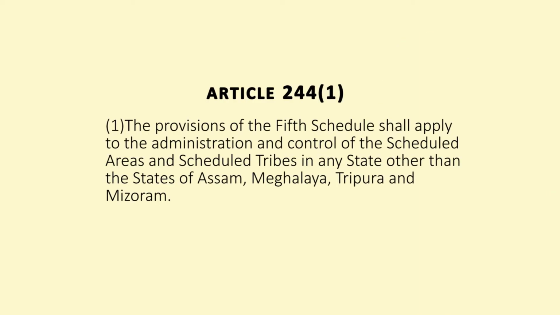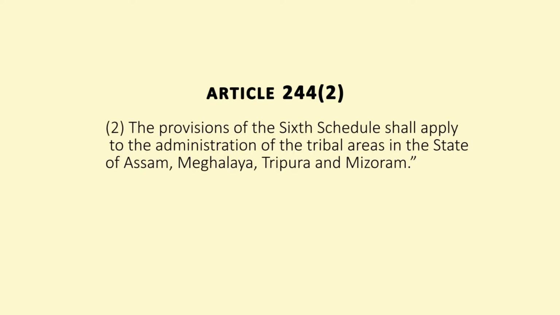Now, Article 244. Clause A of Article 244 says that the provisions of fifth schedule shall apply to the administration and control of scheduled areas and scheduled tribes in the states other than the states of Assam, Meghalaya, Tripura and Manipur. Clause B of Article 244 says that the provisions of sixth schedule shall apply to the administration and control of tribal areas in the states of Assam, Meghalaya, Manipur and Tripura.